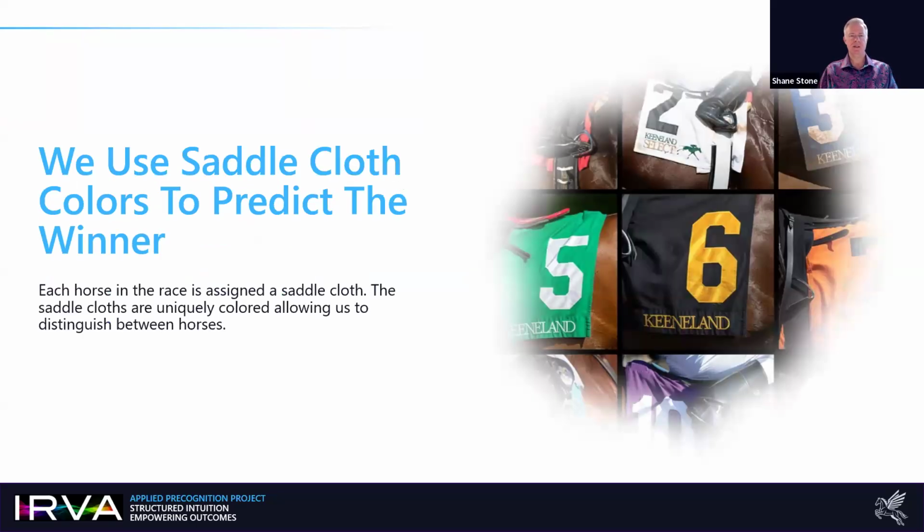What we do is we use the saddle cloth numbers to predict the winner. Each of the saddle cloths is assigned a color. Those colors are standardized, so they're the same every week. In some races, the horses don't actually wear that color, but we still use that association. It's the association that's important, not the actual color the horse is wearing at any particular time.